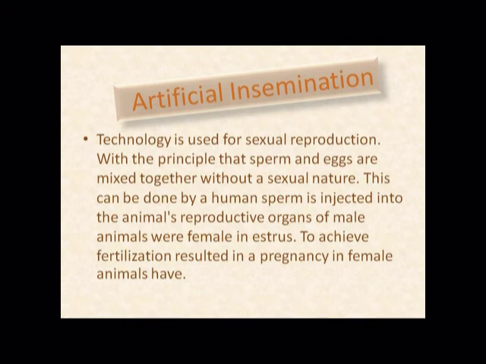Artificial insemination technology is used for sexual reproduction, with the principle that sperm and eggs are mixed together without a sexual nature. This can be done by injecting sperm from male animals into the reproductive organs of a female in estrus, to achieve fertilization, resulting in pregnancy.